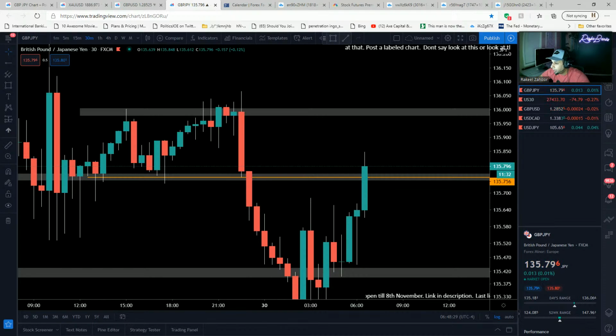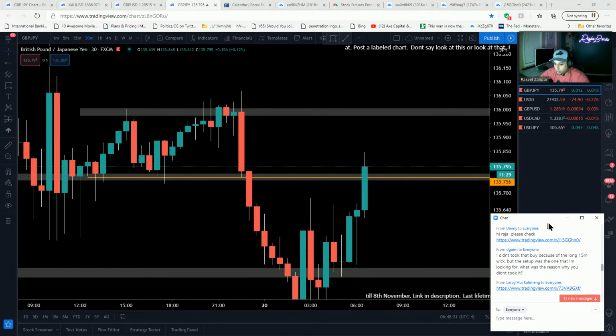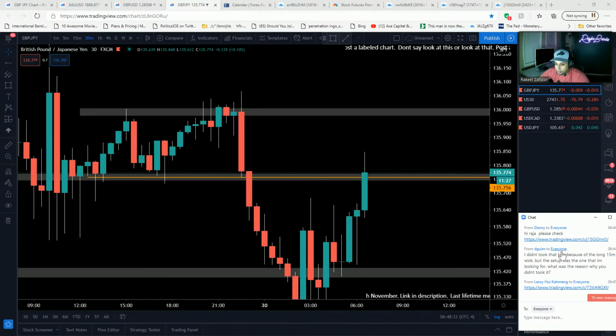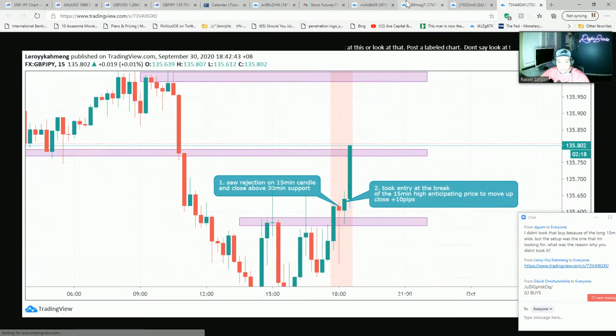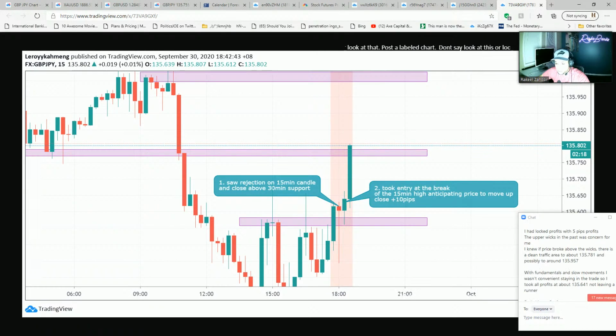I didn't take that buy because of the long 15-minute wick, but the setup was the one that I'm looking for. What was the reason why you didn't take it? Because there wasn't enough range. There was a support over here, so that's why I didn't take the buy. So I'm just waiting. Oh, it looks like a lot of people took these buys here.